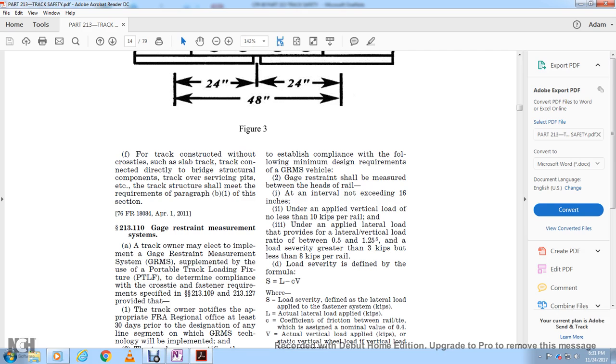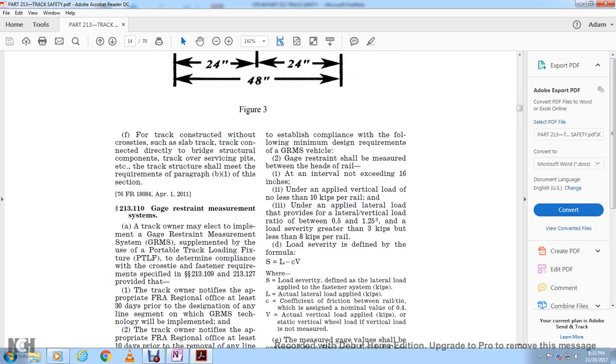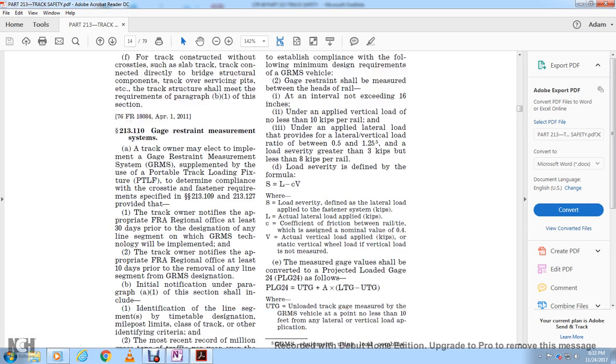Load severity is defined as S, or load severity, defined as the lateral load applied to the fastener system, equal to the actual lateral load applied in kips times C, the coefficient of friction between the rail and tie, which is assigned the nominal value, and the actual vertical load applied in kips over the static vertical wheel load. Vertical load is not measured.